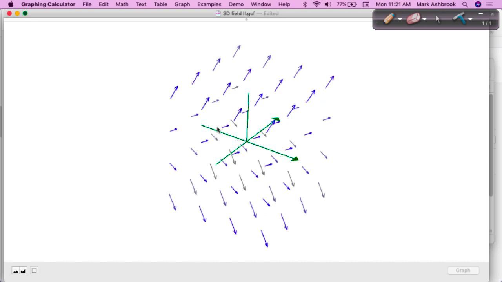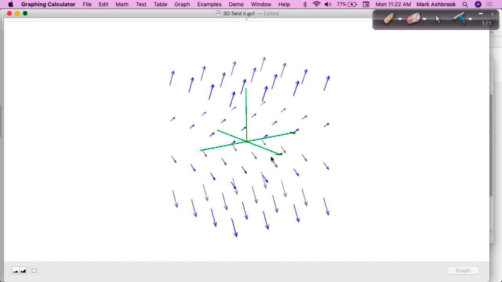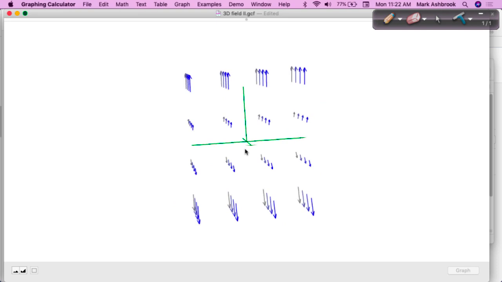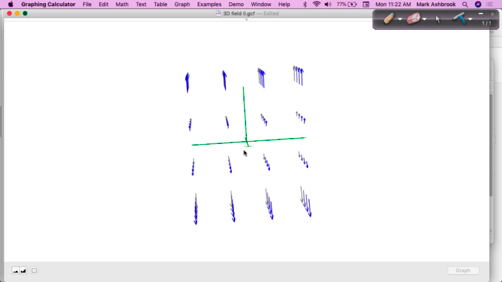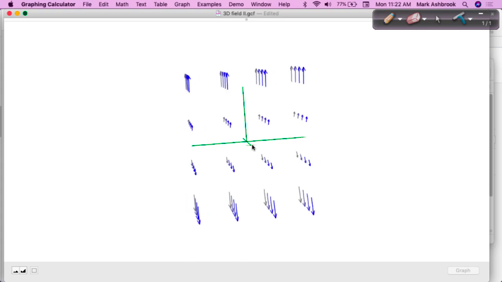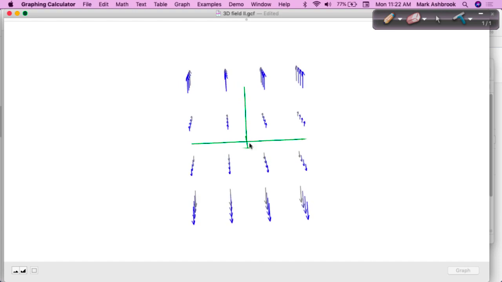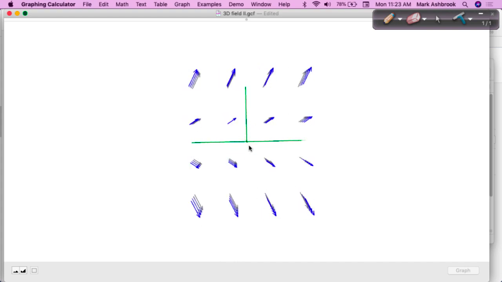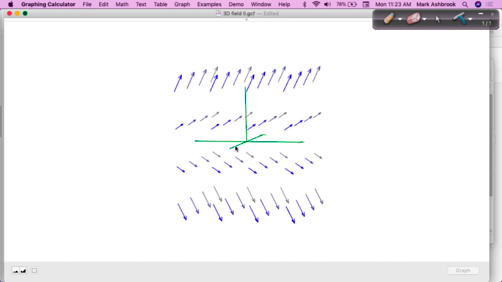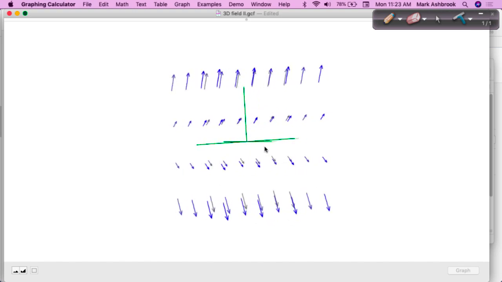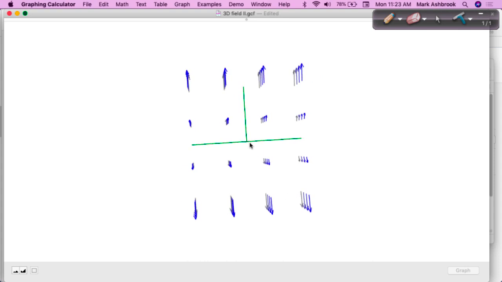Next one. Here we go. This is XY. YZ. Y to the right, Z up. And then here's YZ coming here.